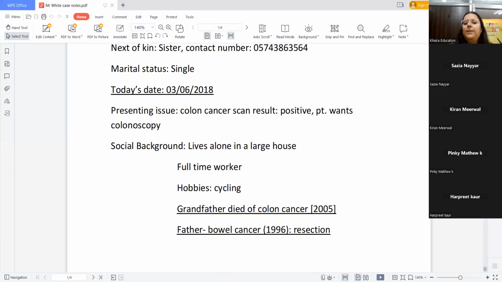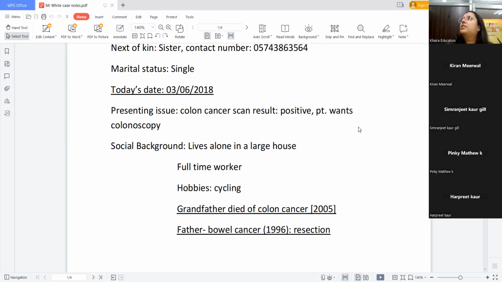Presenting issue: why has the patient come to the general practitioner? The patient says that my colon cancer scan result is positive and I want colonoscopy. Colon cancer scan, is this the primary test done to find out if the patient has colon cancer? Yes, ma'am. The first test that is performed to find out if the patient has cancer.